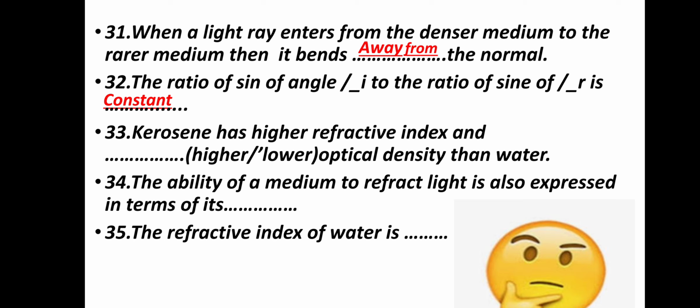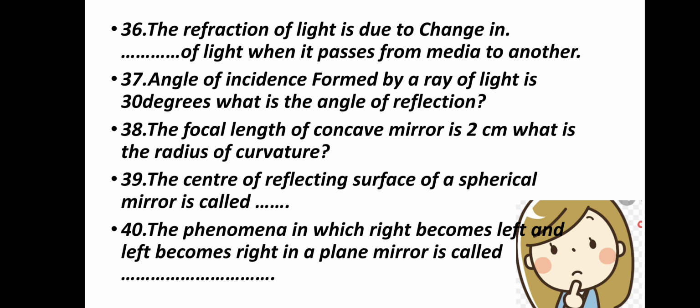Question number 33. Kerosene has higher refractive index and lower optical density than water. Question number 34. The ability of a medium to refract light is also expressed in terms of its optical density. The refractive index of water is 1.33. Question number 36. The refraction of light is due to change in dash of light when it passes from one medium to another. The refraction of light is due to change in its speed.